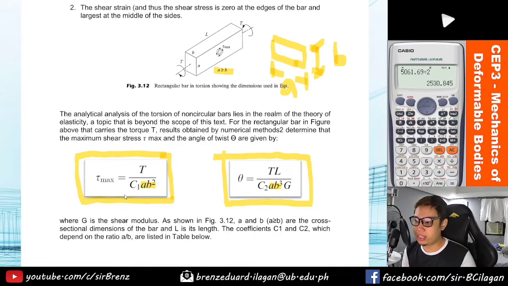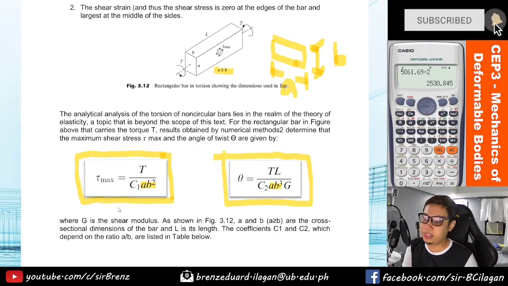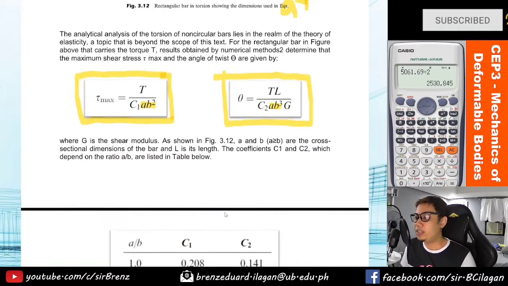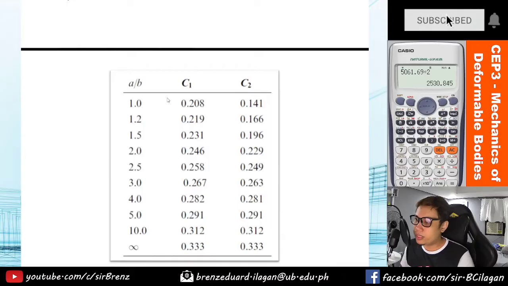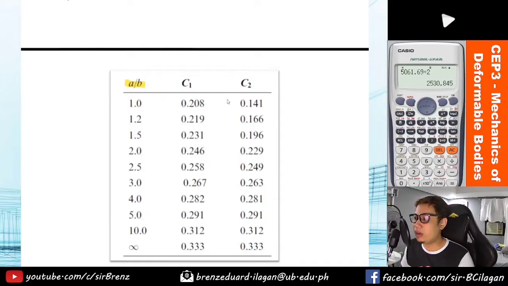And the coefficients, C1 and C2, depend on the ratio A over B, which are listed in the table below. So para malaman nyo kung ano yung value ng C1 and C2, meron siyang ibibigay na table. Ito naman guys is given na sa exam. Ibibigay ko naman yan. So first, you need to identify the ratio of A and B.